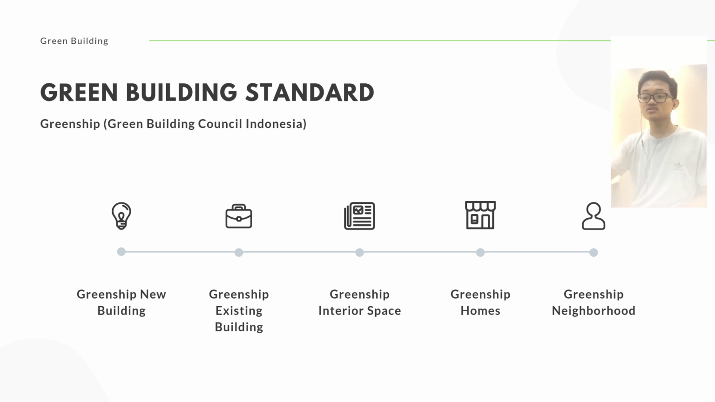So, the Indonesian version is Greenship from the Green Building Council Indonesia, or GBCI. GBCI has five specific categories in the Greenship program. Firstly is Greenship New Building, second is Greenship Existing Building, then Greenship Interior Space, Greenship Homes, and then Greenship Neighborhood. So let's start now.